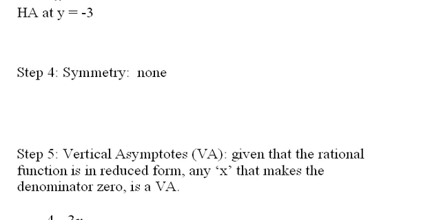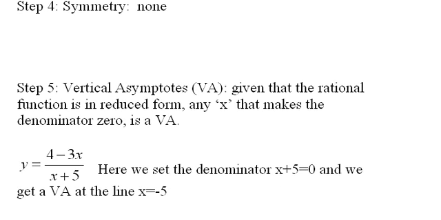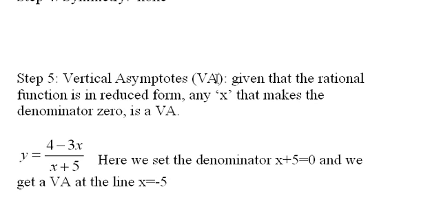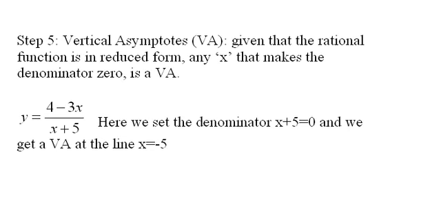Vertical asymptotes, now that's completely new. Okay. Vertical asymptotes, or VA: given the rational function is reduced, that is, you can't factor it and cancel out any factors, any x that makes the denominator 0 is a vertical asymptote. So this is completely reduced, obviously. Here we set the denominator to 0. We find out what makes it 0, and we find the line x equals negative 5 as our vertical asymptote. It's what makes the function undefined.